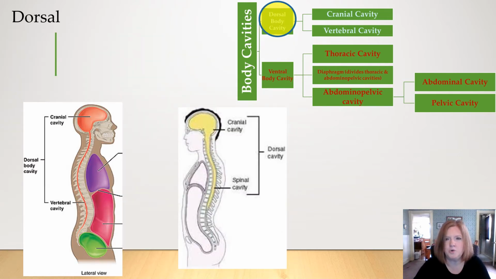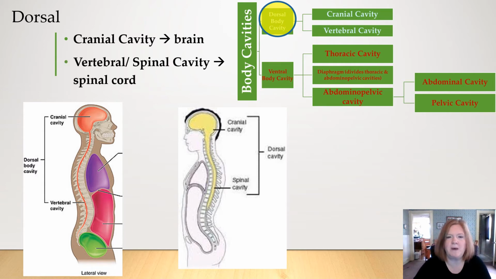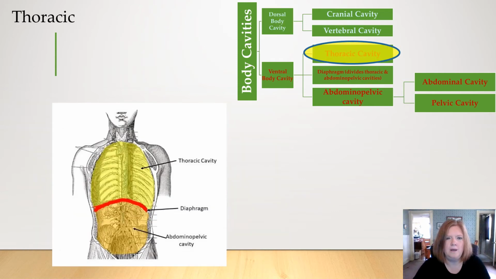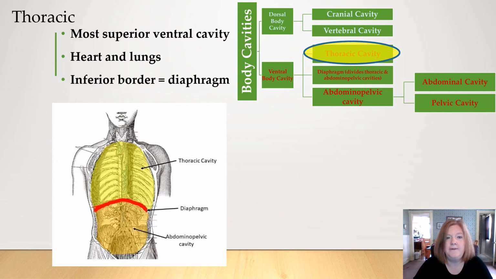So let's look at the dorsal body cavity. We have the cranial cavity, which houses your brain, and the vertebral or spinal cavity, which houses your spinal cord. And then we're going to cover the ventral separately. So we have the thoracic cavity. It's the most superior one. It houses your heart and your lungs. And the inferior border is the diaphragm. So everything above the diaphragm in your thoracic region is in the thoracic cavity.